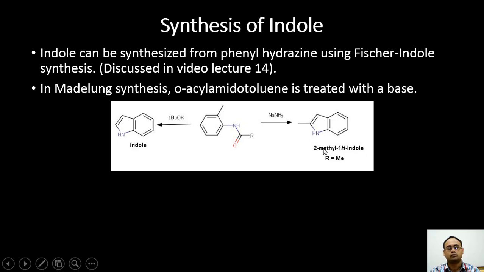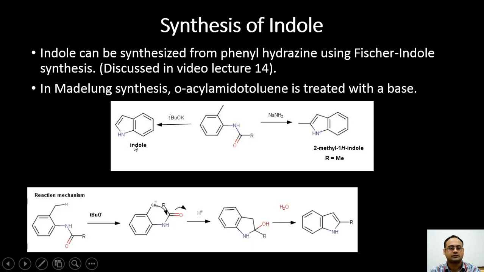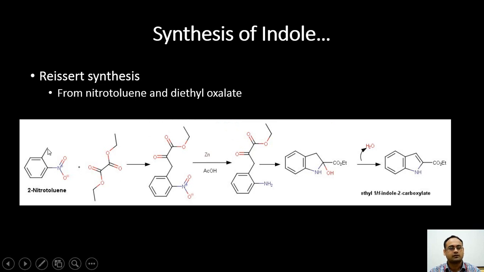If it is a methyl group, we will get 2-methyl-1H-indole. If it is a hydrogen, we will get indole. The mechanism of this reaction can be understood like this: because of the acidic character of this benzyl proton, potassium tertiary butoxide acts like a base and abstracts this proton to form a carbanion here. This carbanion then attacks the adjacent carbonyl group to form the cyclic alcohol, which loses a molecule of water and forms a double bond at this place to give us the 2-substituted indole derivative.